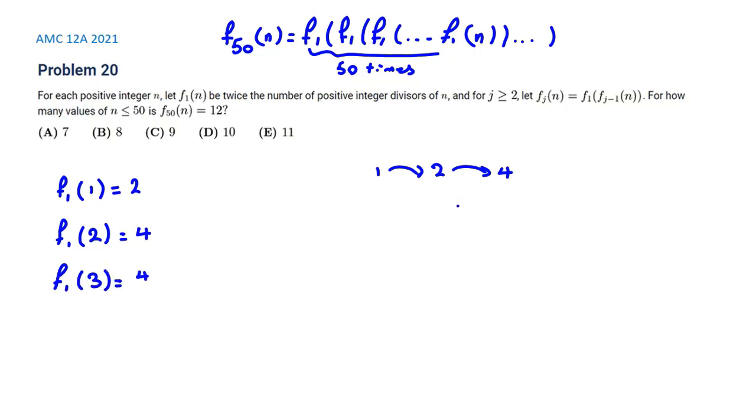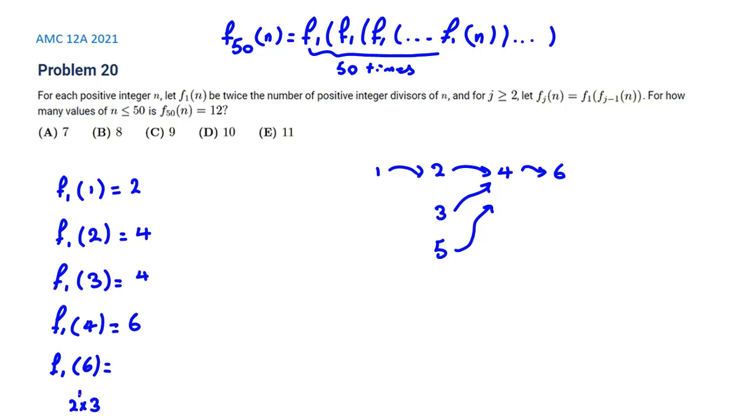f1 of 3 is 4, so f1 of prime numbers goes to 4. Okay, f1 of 4 is what? 4 has how many divisors? 3 divisors: 1, 2, 4. 2 times 3 is 6. So 4 goes to 6. Now f1 of 5, because 5 is prime, f1 of prime numbers is 4, because they have 2 divisors, and twice that is 4. If we consider f1 of 6, 6 has how many divisors? Because look, 2 times 3, you say 1 plus 1 times 1 plus 1 is 4. That is the number of positive divisors, but you should multiply by 2, so it will be 8. So 6 goes to 8.